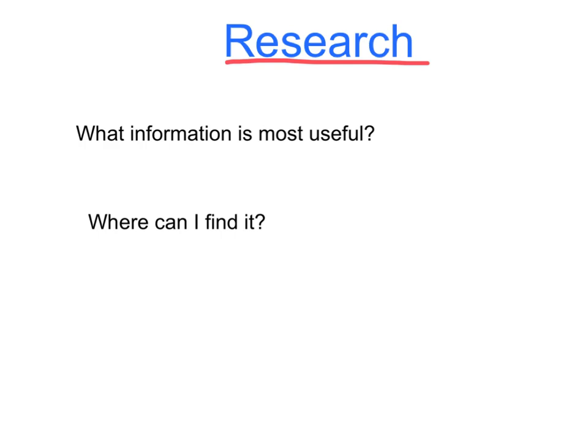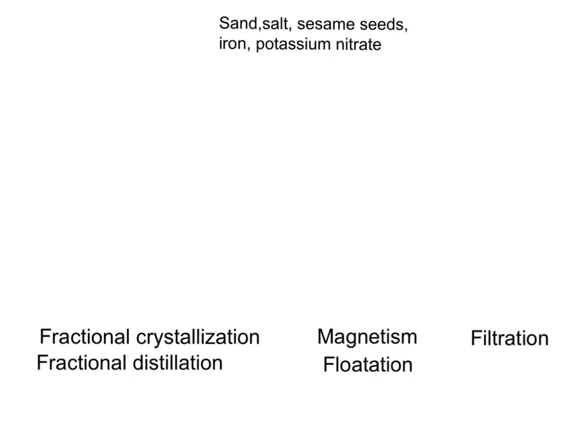And then before you do that, you should probably do this next thing. A good way to organize your thinking to prepare for a separation is to create a flowchart. And I'm going to show you how to do that using this mixture that we've done before of sand, salt, sesame seeds, iron filings, and potassium nitrate. So when you know what the components of a mixture are, you can start a flowchart by just putting all the things that you know you have into a circle at the top of your page, and then creating a line that has labeled next to it the procedure you want to do first.